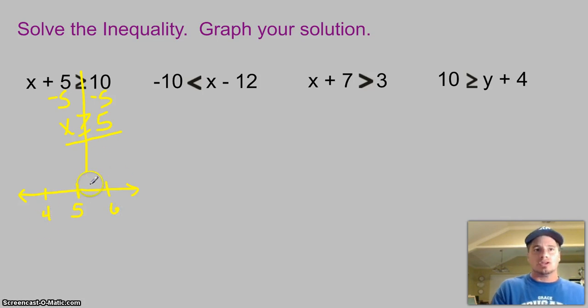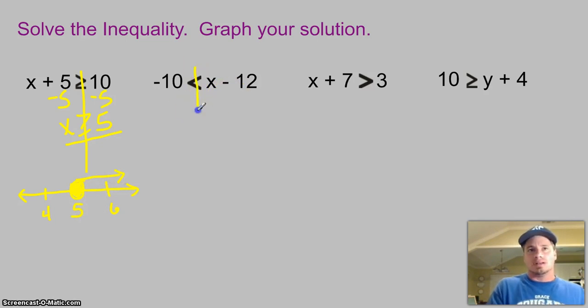Okay, I am going to circle the 5. Do I color the 5 in? Well, yes, just color the circle in because I've got an equal sign there. So that means the answers include the 5, and x is bigger than that, so bigger goes to the right. And hopefully yours looks a little better than that, but I am having a hard time with this tablet.